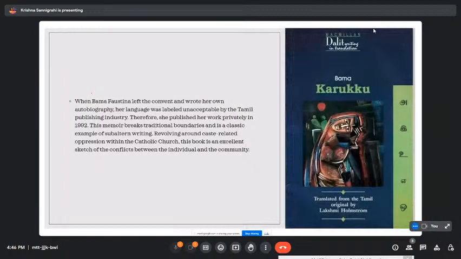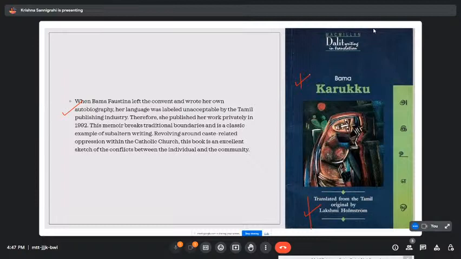Then comes a very famous one, which is Bama's Karukku. When Bama Faustina left the convent and wrote her own autobiography, her language was labeled unacceptable by the Tamil publishing industry, because of the straightforward, bold language which is used. It is translated from the Tamil original by Lakshmi Holmstrom, and the original title is Karukku. Therefore, she published her work privately in 1992. This memoir breaks traditional boundaries and is a classic example of subaltern writing.